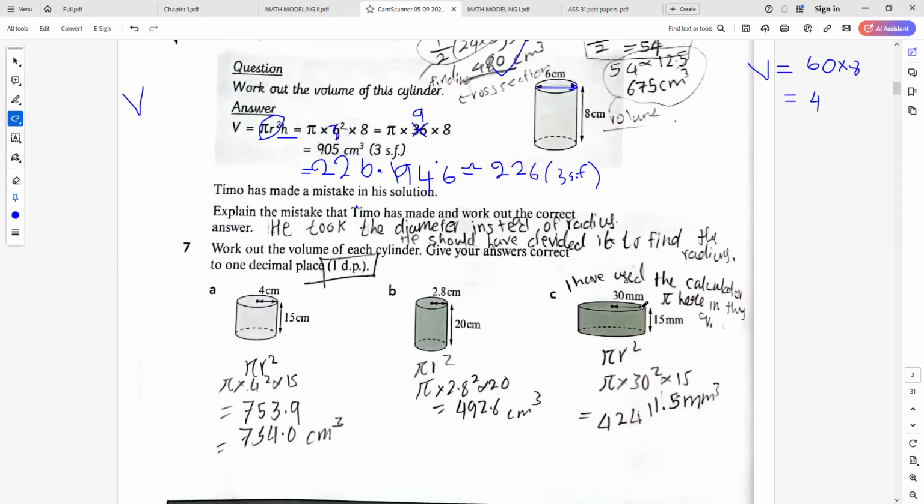So they have given the answer, and they ask to explain the mistake that Timo has made and work out the correct answer. So this will be the correct answer.